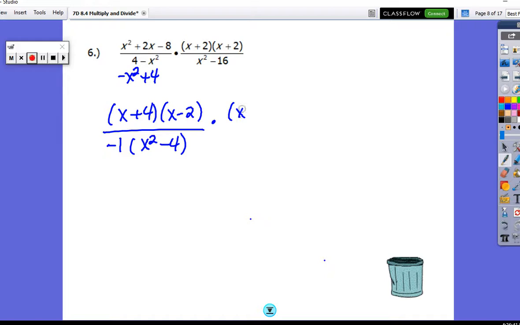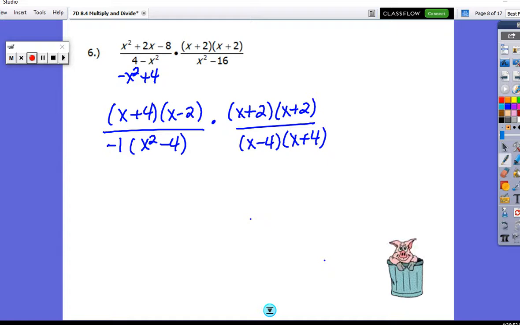This is already factored for me, which is nice. Difference of squares, so I'm going to get x minus 4, x plus 4. I need to factor this, so that's going to factor to x minus 2, x plus 2. Now cross out common factors.